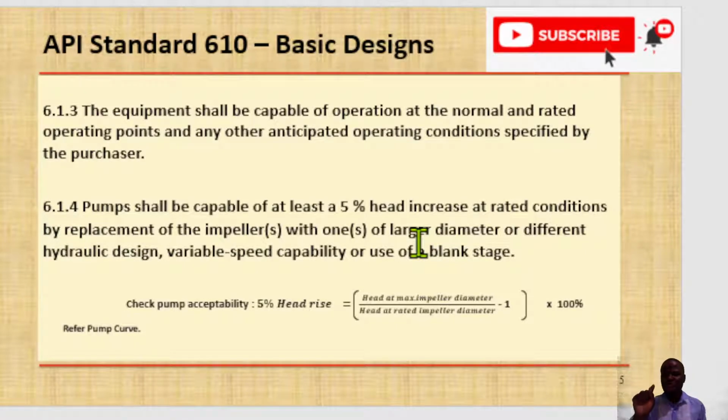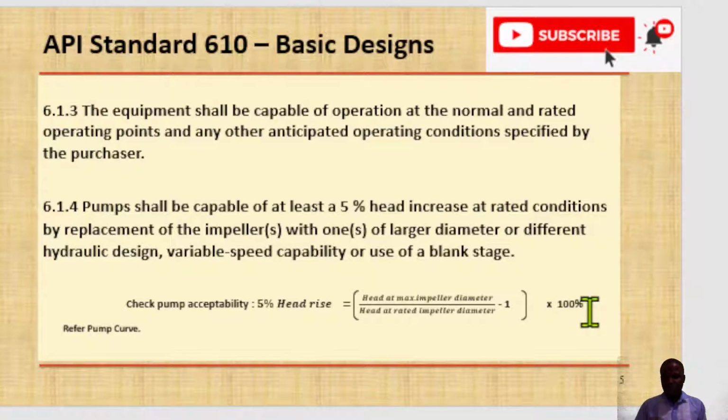Now, how do you check whether a particular pump that a vendor is supplying to you is capable of that 5% head increase? You check pump acceptability in terms of 5% head increase by checking your head at maximum impeller diameter over head at rated impeller diameter, minus 1, in brackets, times 100%.